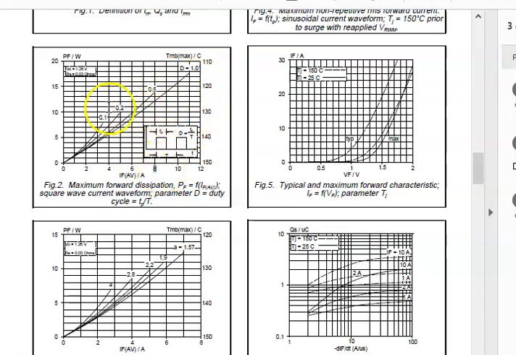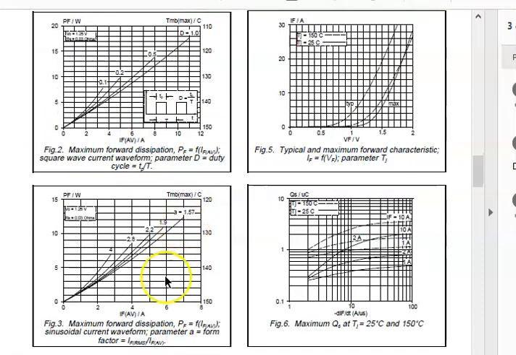So how much will it dissipate? About 10, 11, 12, 12 watts. If you conduct at 8 ampere continuously on, it will dissipate 12 watts. If you use a 0.5 duty cycle, at let's say 6 ampere average, it will dissipate around 9 watts. So this is how to read the graph.